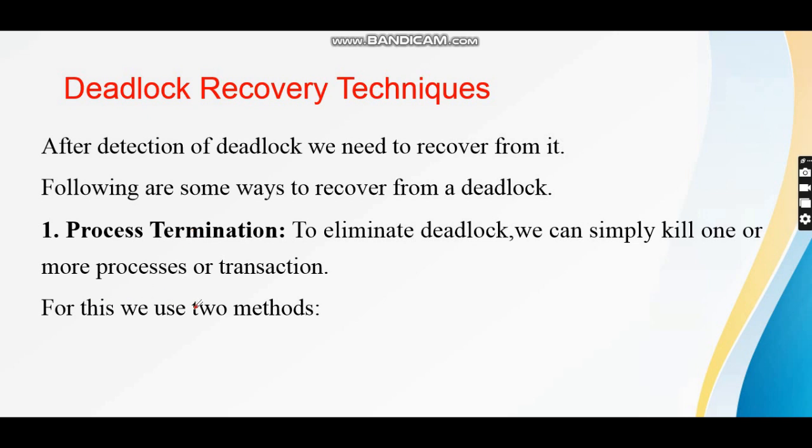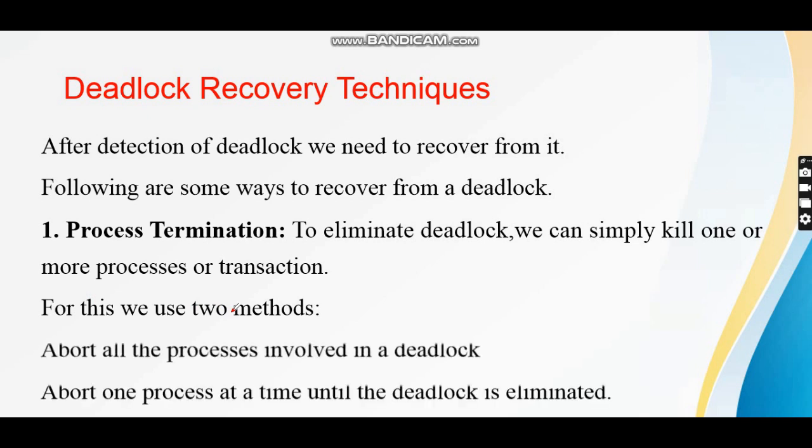Let's see. For this, we use two methods. What are the two methods? Abort all the processes involved in a deadlock. Next, we can try to abort one process at a time until the deadlock is eliminated. Okay? So basically, process termination is telling what? Kill the process, right? And how can we kill the process or the transaction?